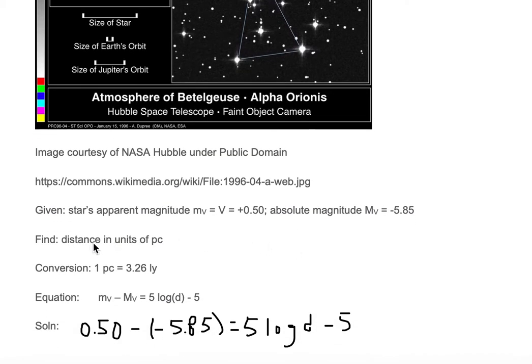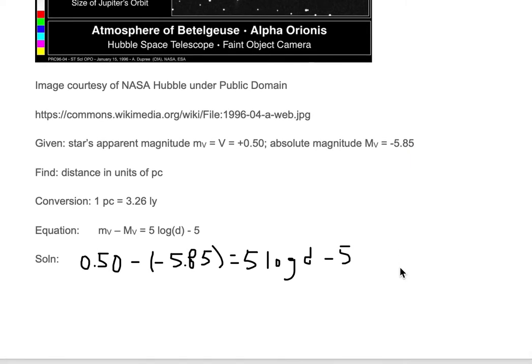We would like to find the distance in units of parsecs to Betelgeuse. We're given a conversion of 1 parsec to 3.26 light years should we need it. We're using the equation small m sub v minus big M sub v is equal to 5 log d minus 5. All we need to do is substitute in the values. So we have small m sub v is equal to positive 0.50, minus, in parentheses, big M sub v, which is minus 5.85, and that is equal to 5 log d minus 5.